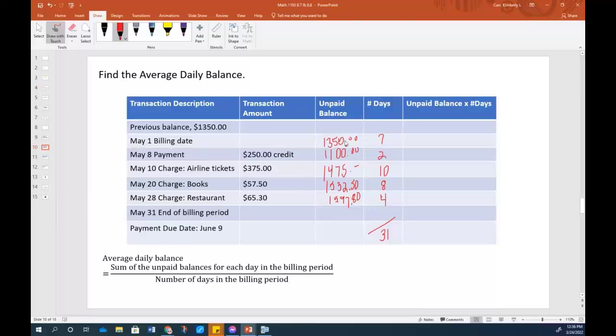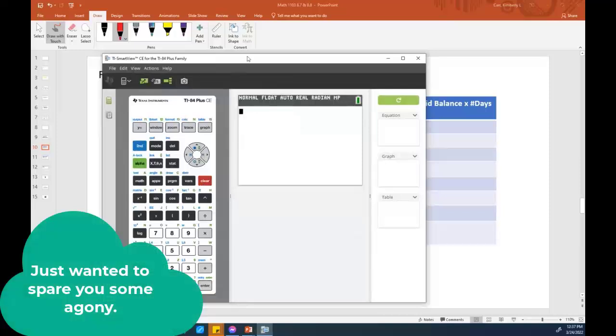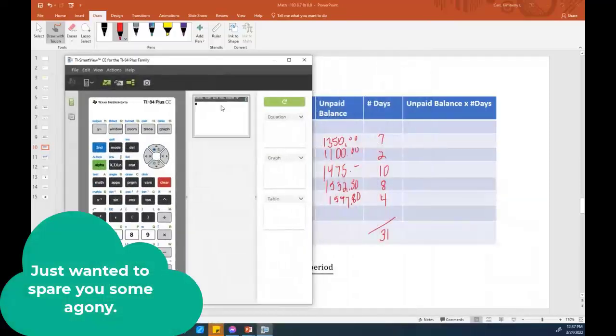So you have to take your unpaid balance times your number of days. So again, we're going to bring in a calculator. Unpaid balance times the number of days. I'm going to type these in and enlarge this part so you can see it. So I have 1350 times 7. On the next one, I have 1100 times 2. 1475 times 10. 1532.50 times 8. And let's see if we get one last one here. 1597.80 times 4.